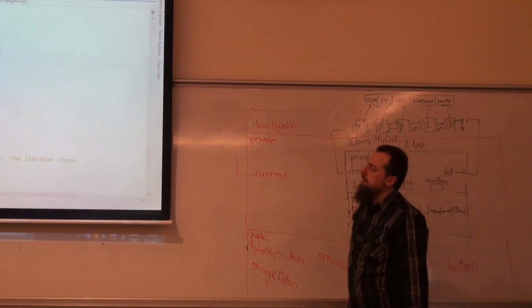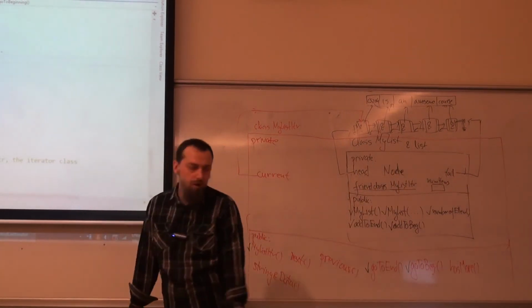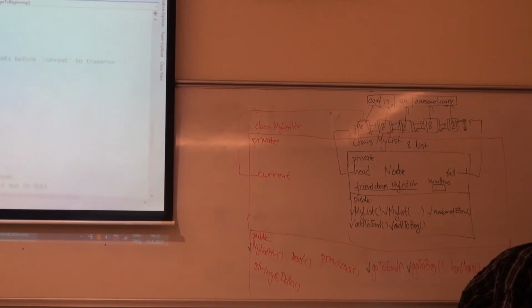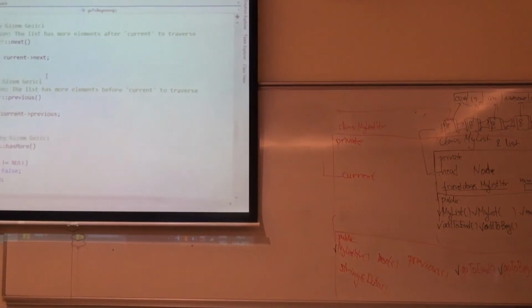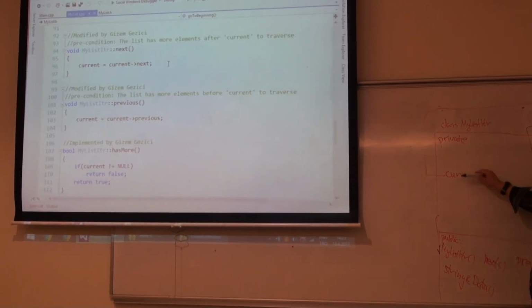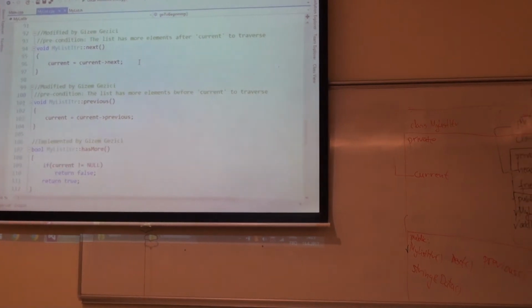Now if I'm in the beginning, and if I want to go to the previous node, how do I do that? Well, if I want to go to the next node, this is how I do it. So let's say current was pointing here to the beginning, and I want to go to the next node.